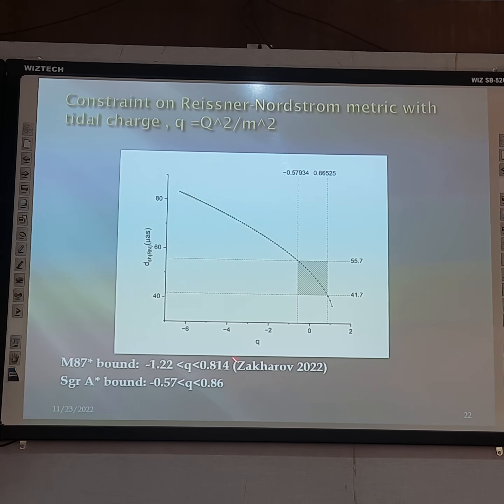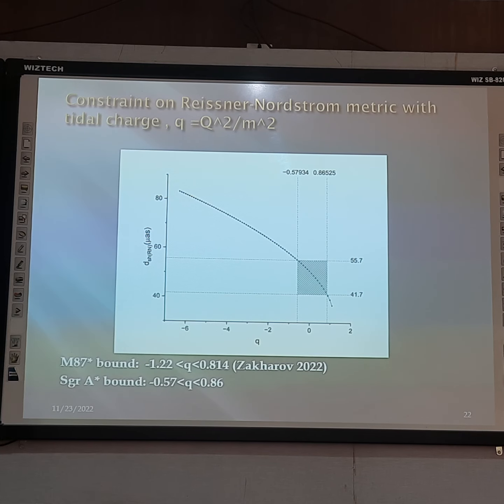it was reported by Zakharov in 2022. The tidal charge is lying between minus 1.22 and 0.814. So our result is much more stringent compared to the M87 bound. That means the Sagittarius A* black hole has given a stringent bound on the tidal charge, if it exists. So that is a realization, and we have given certain comments on higher dimensions and their relation to tidal charge by this particular constraint.